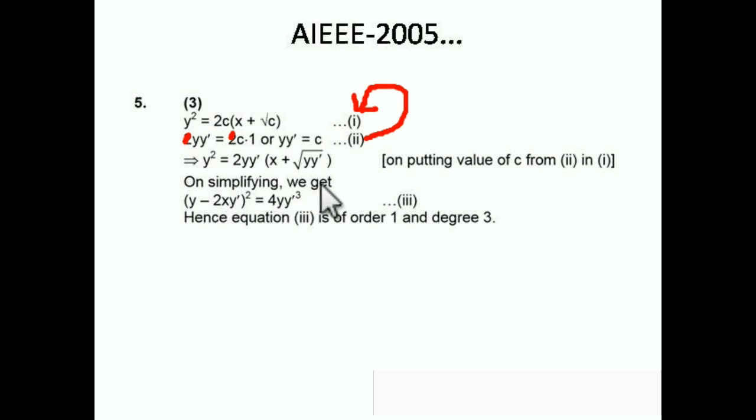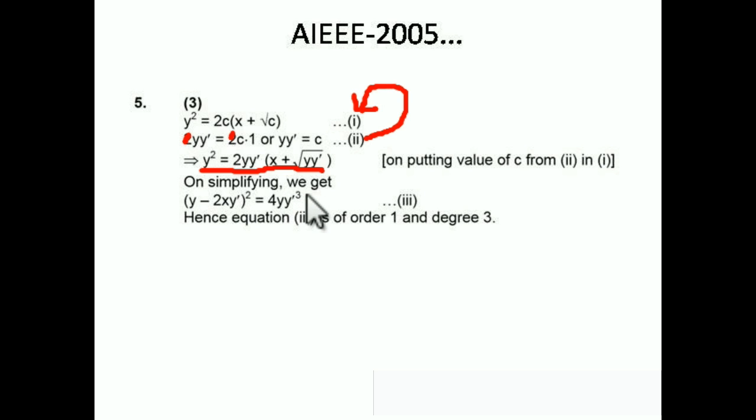Now for simplifying this, what we are going to do is multiply this by 2y dash here. So what we have? Just multiply this, y square is equal to 2y dash into x plus root of y dash. Now we have to simplify this equation, and if we simplify this equation, we have (y minus 2xy dash) whole square is equal to 4y dash cube.